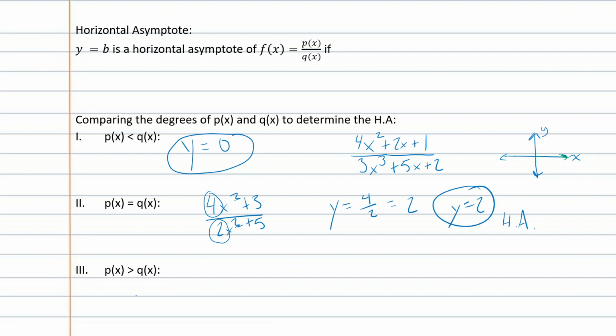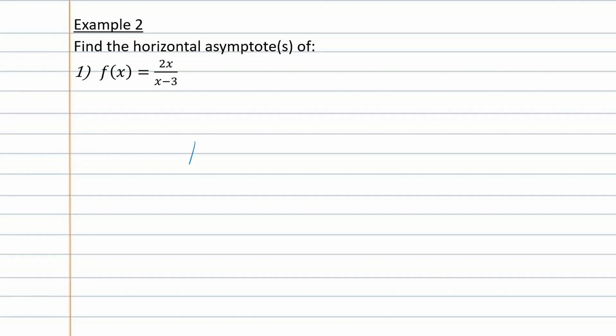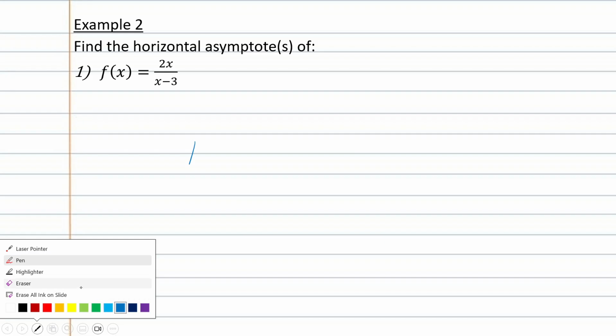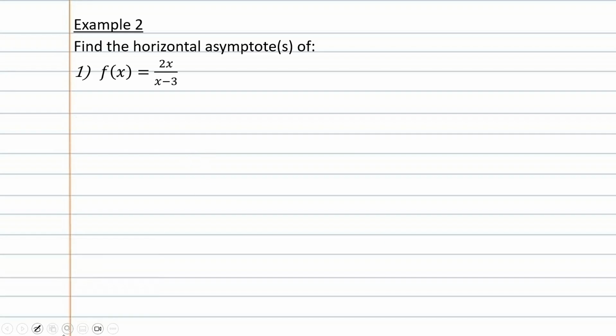We'll do some more examples. Now, if the degree of p of x in the numerator is greater than the degree of q of x in the denominator, you have no horizontal asymptote. So, let's look at this example. Erase this line off of here real quick.